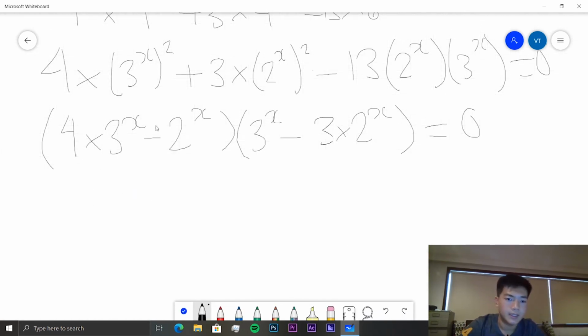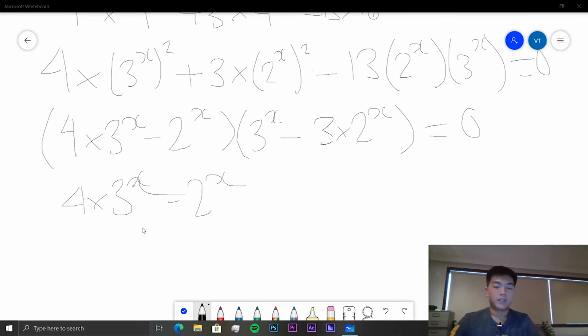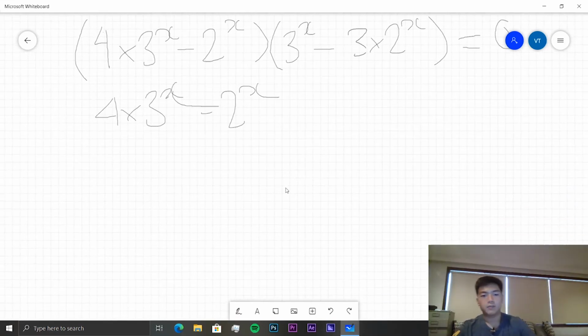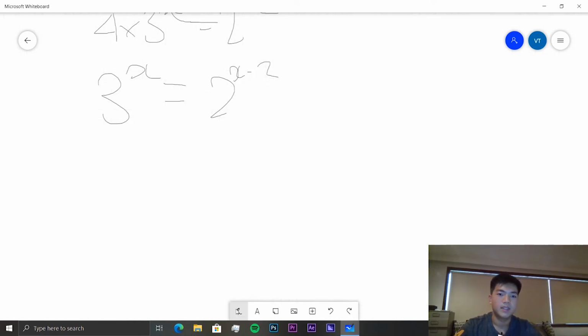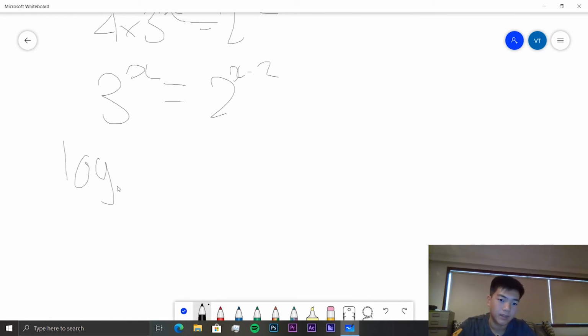So in this case, we have either 4 times 3 to the x is equal to 2 to the x. So we need to convert these all into logarithms, really. Sorry about that. Anyways, 4 times 3 to the x is equal to 2 to the x. So 3 to the x is equal to 2 to the x minus 2. I guess we could just take the logarithm at this point. So we have x log 3 is equal to (x minus 2) log 2.